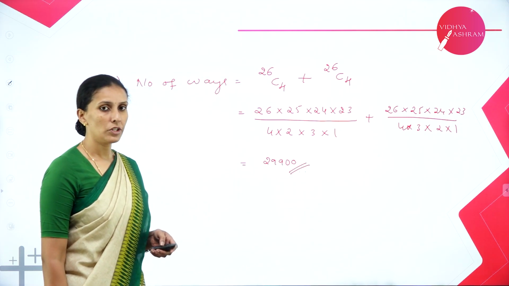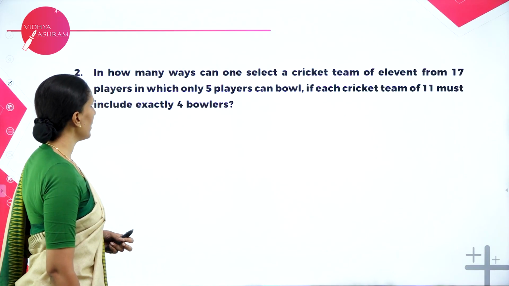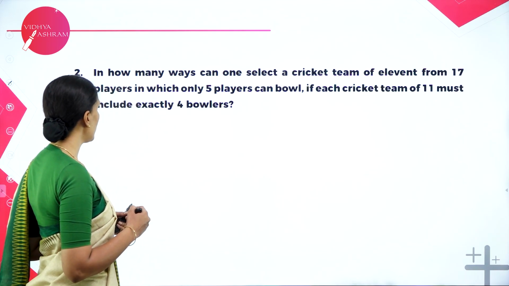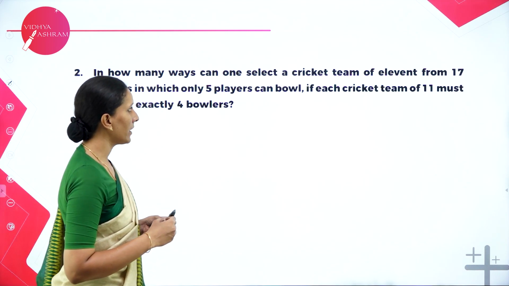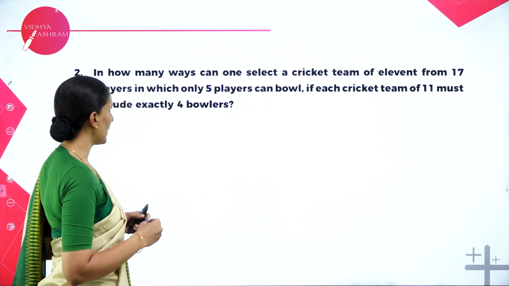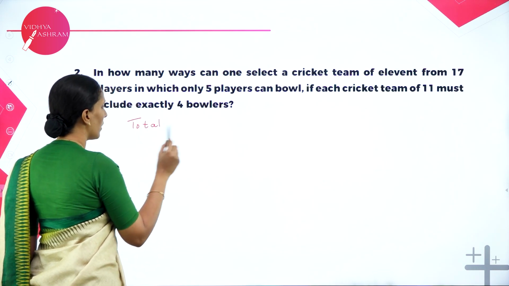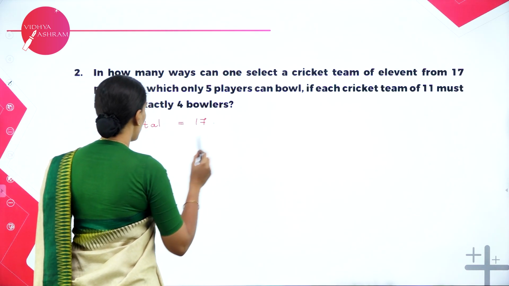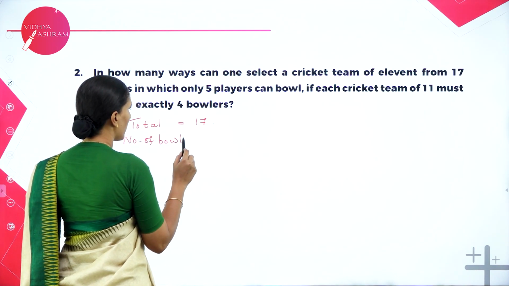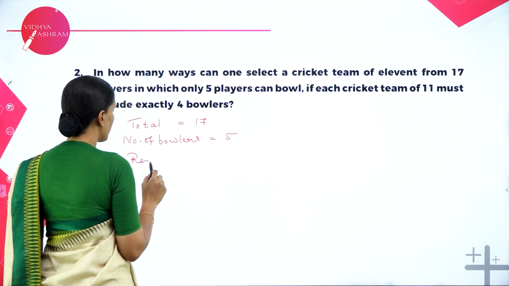So this is how we will choose the given number of cards. Next question. In how many ways can one select a cricket team of 11 from 17 players in which only 5 players can bowl? If each cricket team of 11 must include exactly 4 bowlers. Now, the total number of players is equal to 17. So the number of bowlers among them is 5.